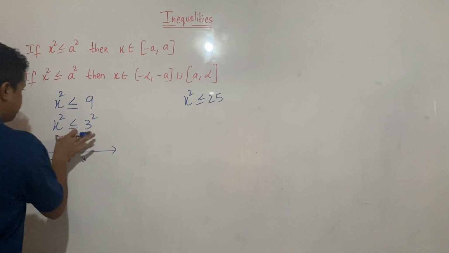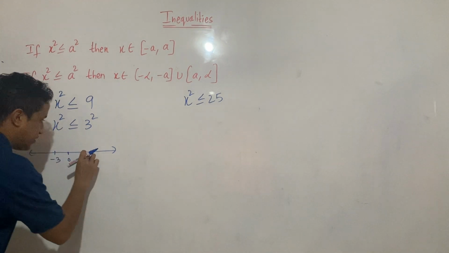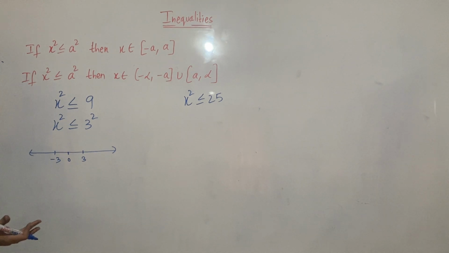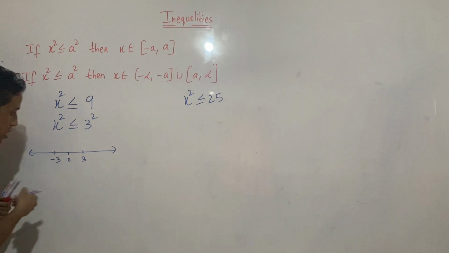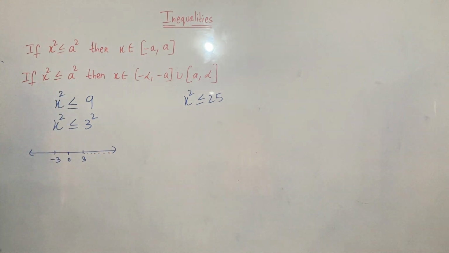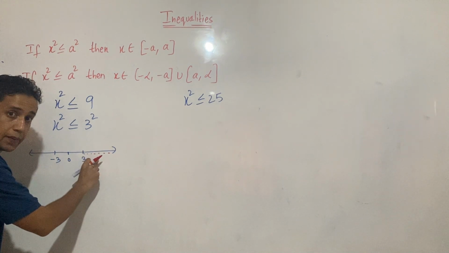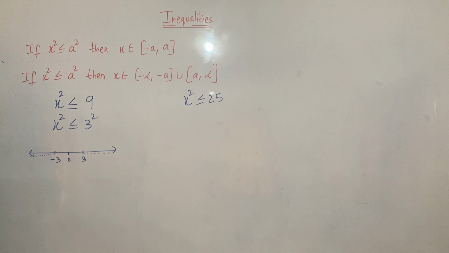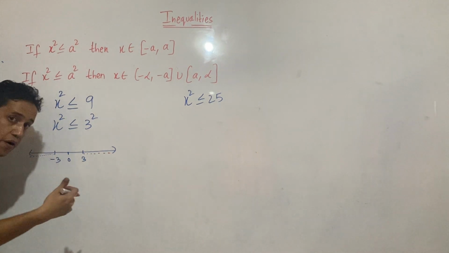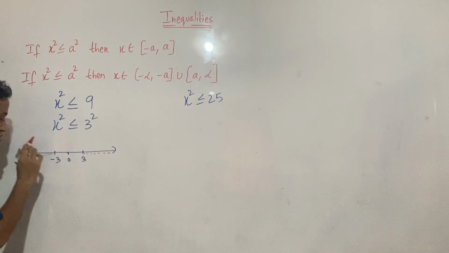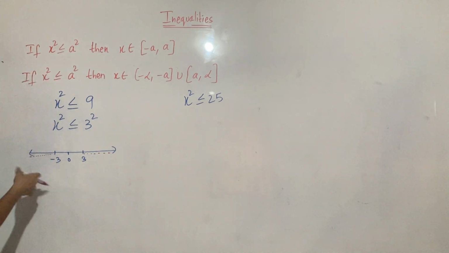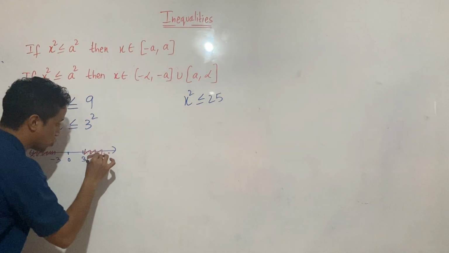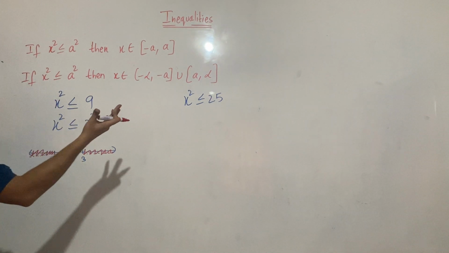Now tell me where x square is going to be less than 9. If you keep on increasing the value of x this side, what will happen? x square is going to be greater than 9, right? Similarly, if you decrease the values towards the left, again x square is going to be greater than 9. Why? Let's say the value here is minus 4. So minus 4 square is 16, which is greater than 9. So we cannot take these values, because here x square is greater than 9.